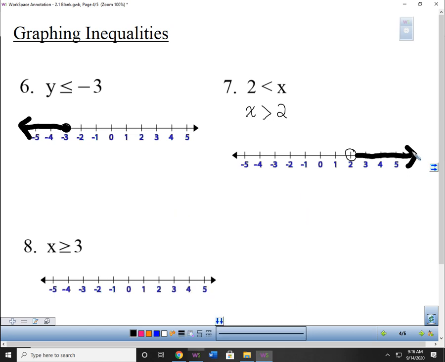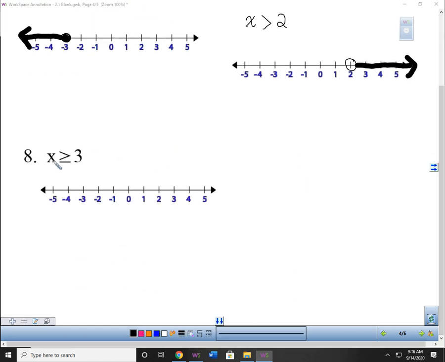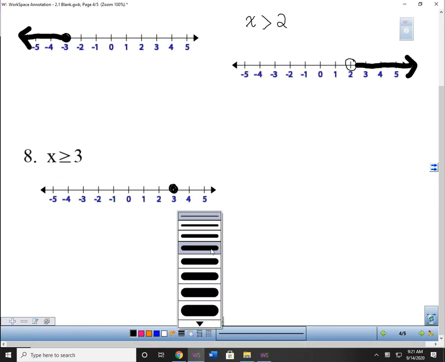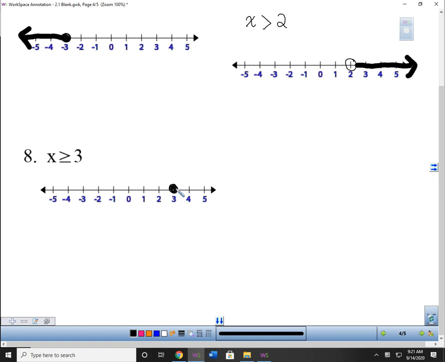Okay? So I look at number 8. I'm going to go to 3, and I'm going to look at my inequality symbol. There's an equal to bar, so on 3, that's going to be a closed circle, and then I'm going to shade everything that is greater than 3, which is everything all the way to the right. All of those numbers are greater than 3.